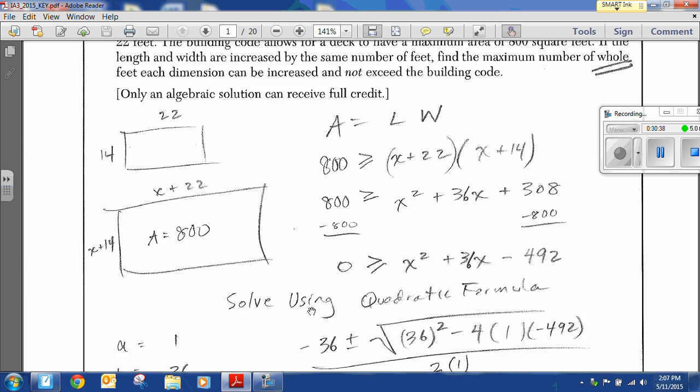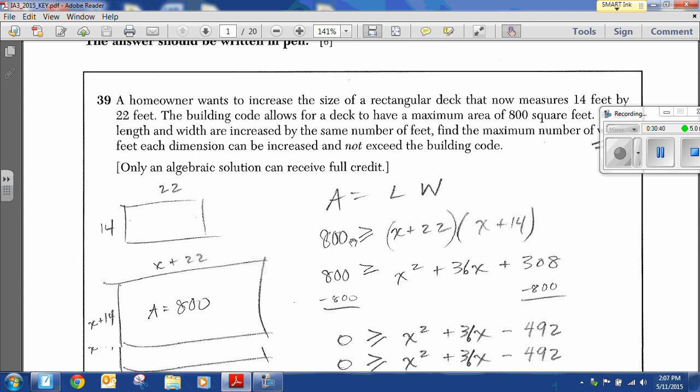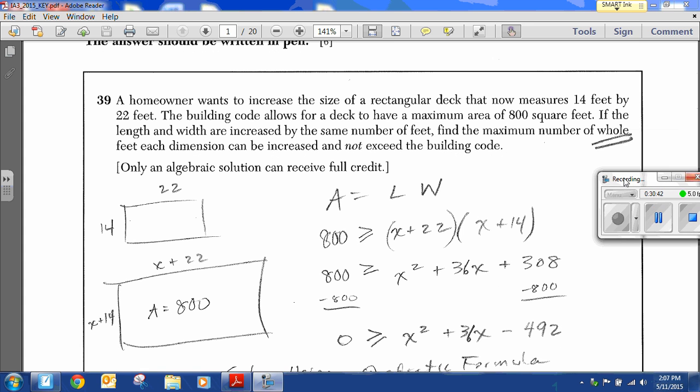Okay, last question of the test. This is the 6-pointer, and we're trying to increase the size of our rectangular deck. Right now it measures 14 by 22 feet, as I drew here. The building code allows for a deck to have a maximum area of 800 square feet. So here's the bigger deck, it's 800 square feet. If the length and the width are increased by the same amount, we're going to add x to both 14 and 22. So our length is x plus 22, our width is x plus 14.